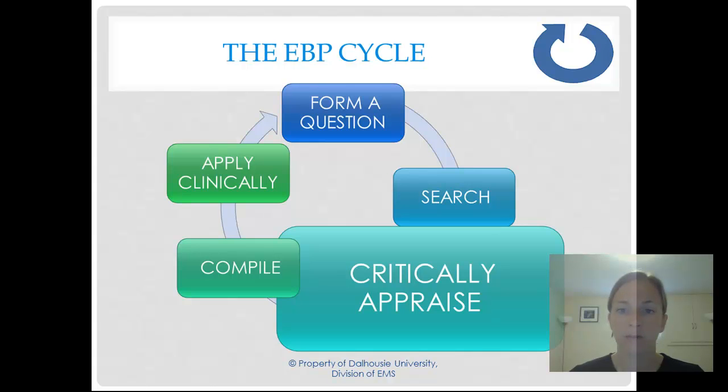So in terms of the evidence-based practice cycle, we are now a few steps throughout the cycle. You've already formed your PICO question, conducted a literature search and found a few articles which you're interested in, and now assessing the study design is part of critically appraising a study. So we're now in that phase of the evidence-based practice cycle.